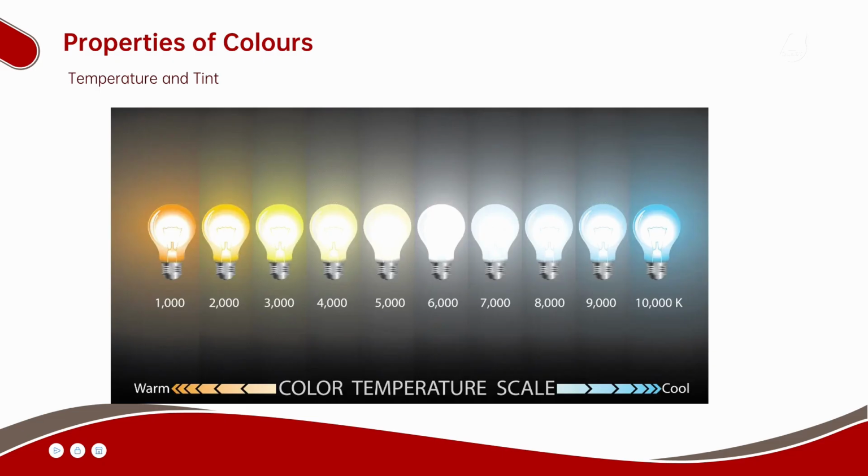Now, another very important property of color, or property of light we can say, is the temperature. The temperature of light is something that you really have to understand if you want to go into color grading, because different scenes in your shot or different lighting conditions have different temperature.